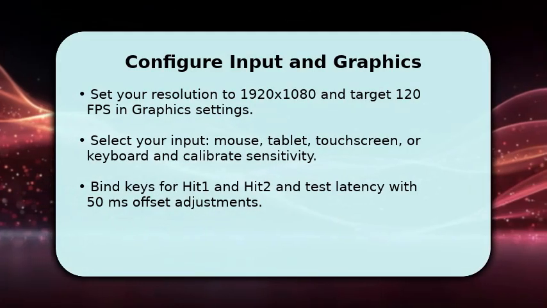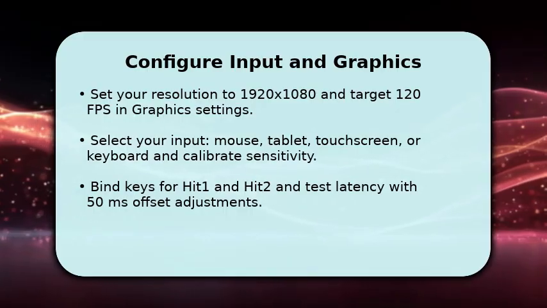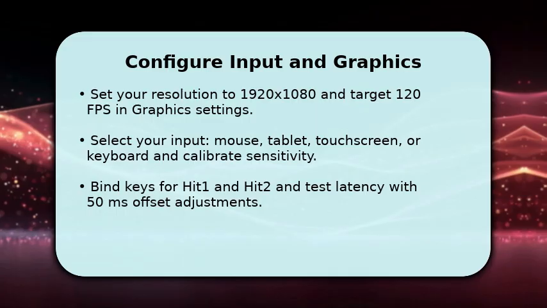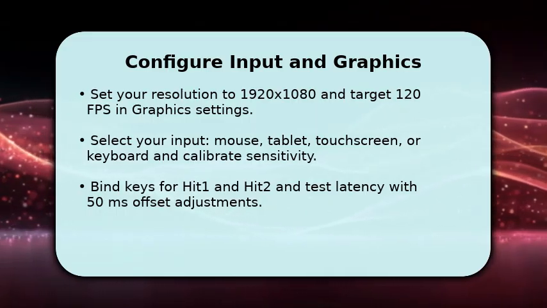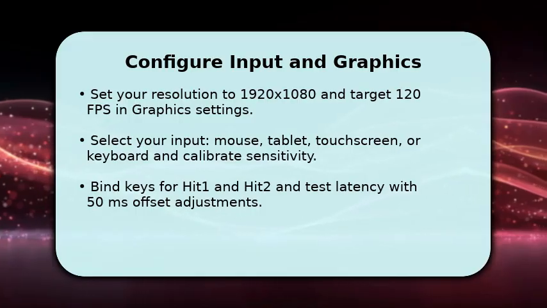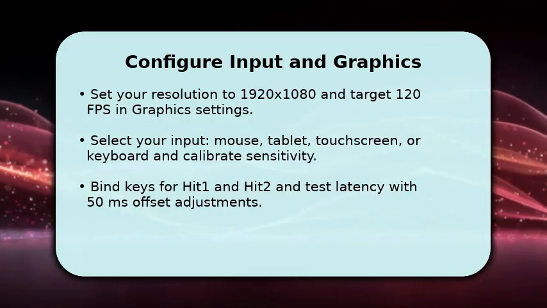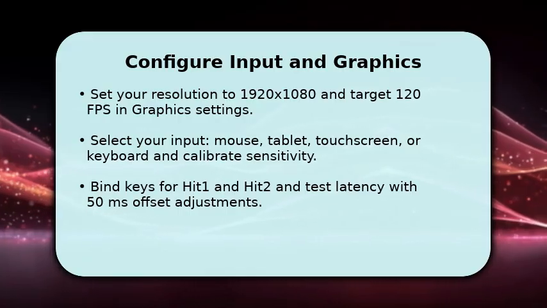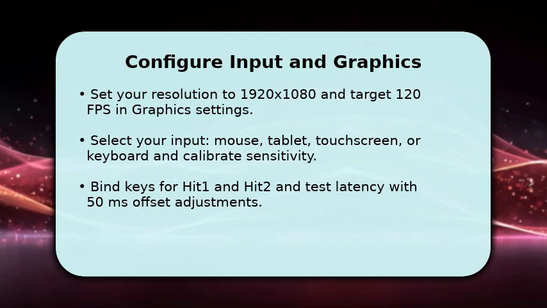Open Options and set your resolution to 1920x1080 if supported, then target 120 FPS for smooth tracking and low input lag. In the Input section, choose your primary device: mouse, tablet, touchscreen, or keyboard, and adjust sensitivity until cursor movement feels natural. Bind keys for Hit 1 and Hit 2, or configure 4-key or 7-key layouts for osu!mania. Save profiles for different playstyles.